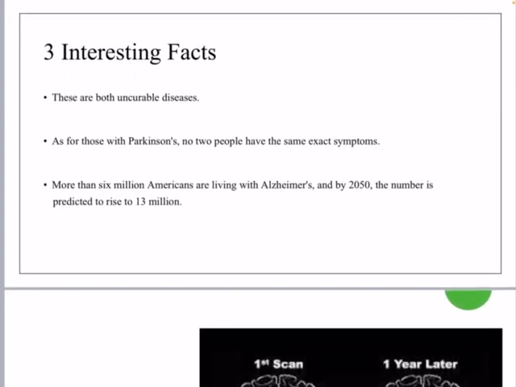Three interesting facts about these diseases. They are both incurable diseases. As for those with Parkinson's, no two people have the same exact symptoms. More than 6 million Americans are living with Alzheimer's in 2020, and by 2050, the number is predicted to rise to 13 million.